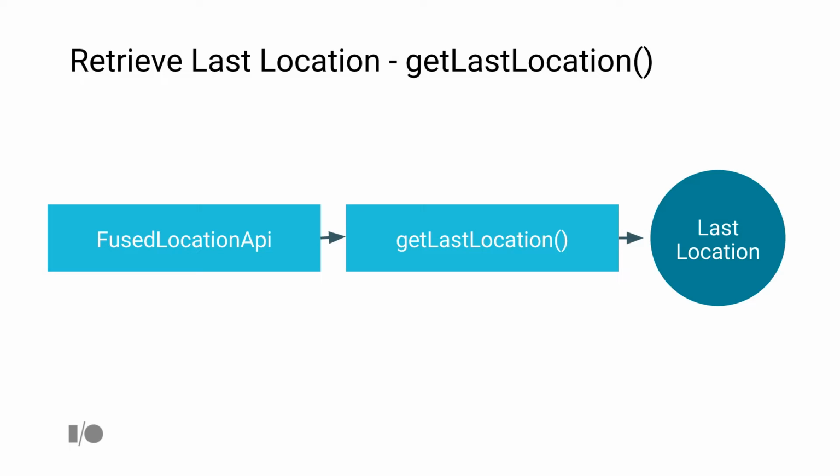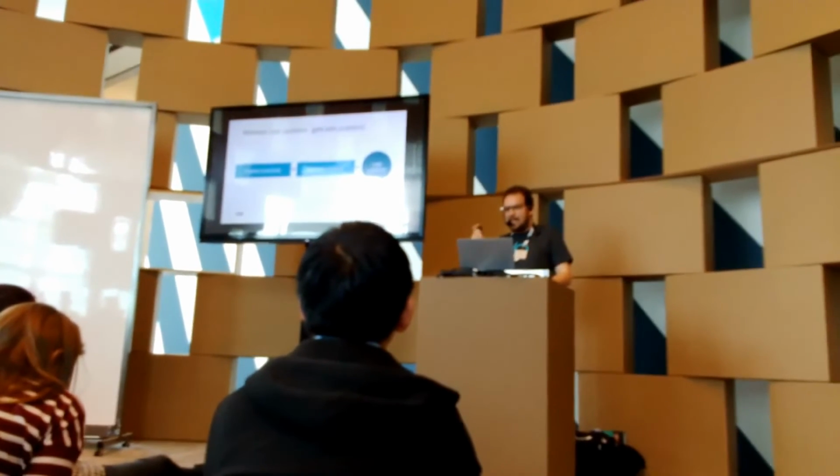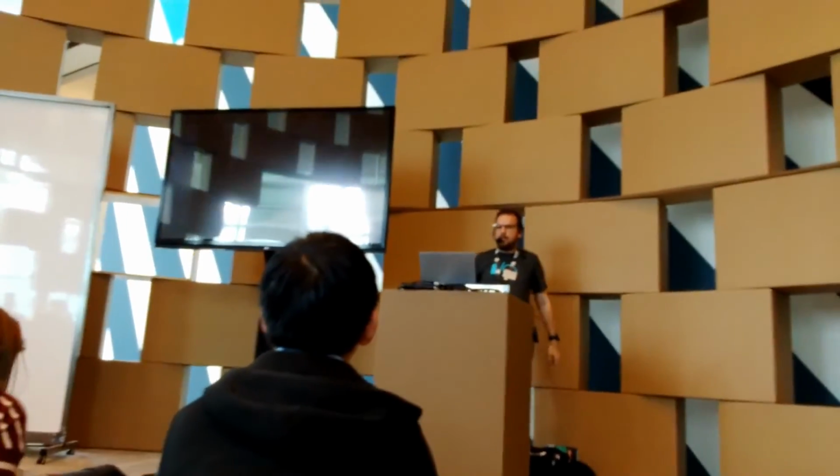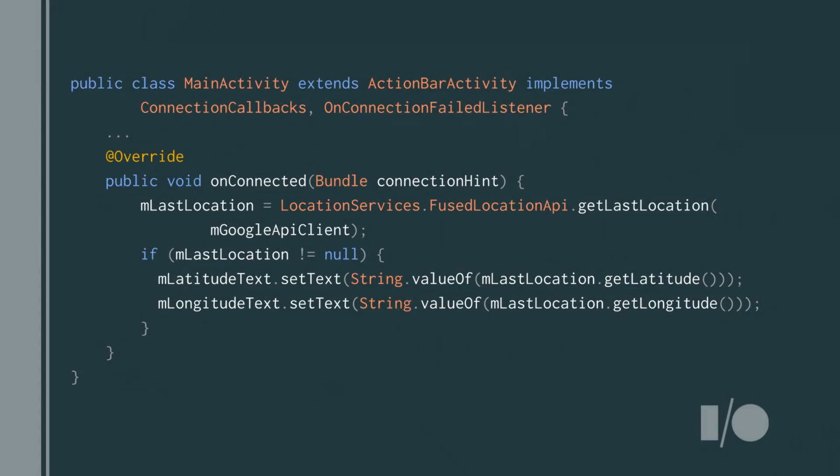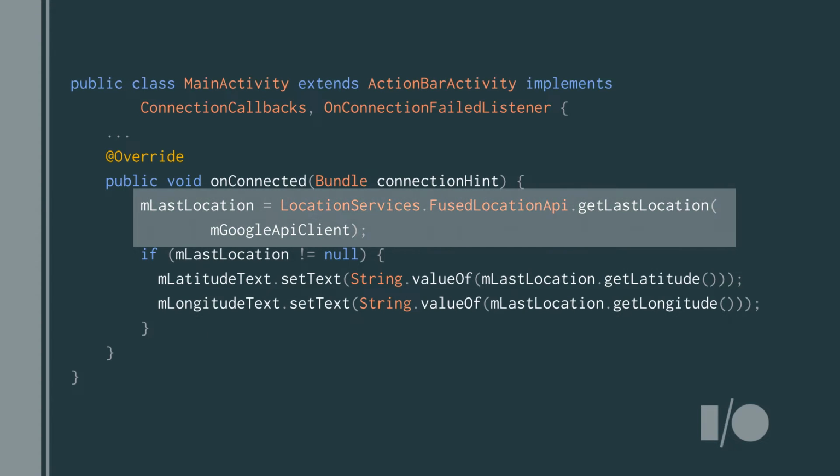But you know there is a much faster way of doing this. You only need one line of code. You just need to use the getLastLocation method. It's that damn easy. Let's have a look. So we are in the onConnected callback in our activity, and we use this line. We use the Fused Location API provided inside the location services, get the last location, passing the Google API client, and then we have the location. And that's it. Easy, isn't it?